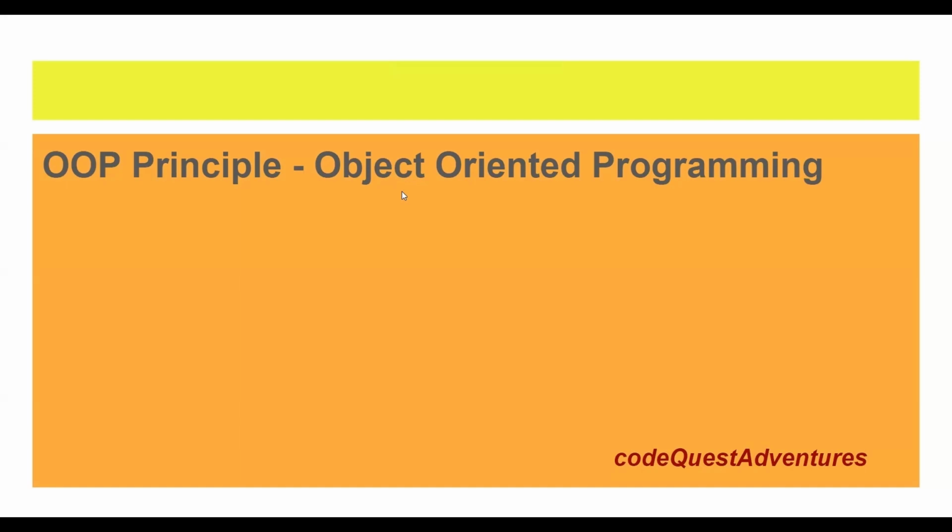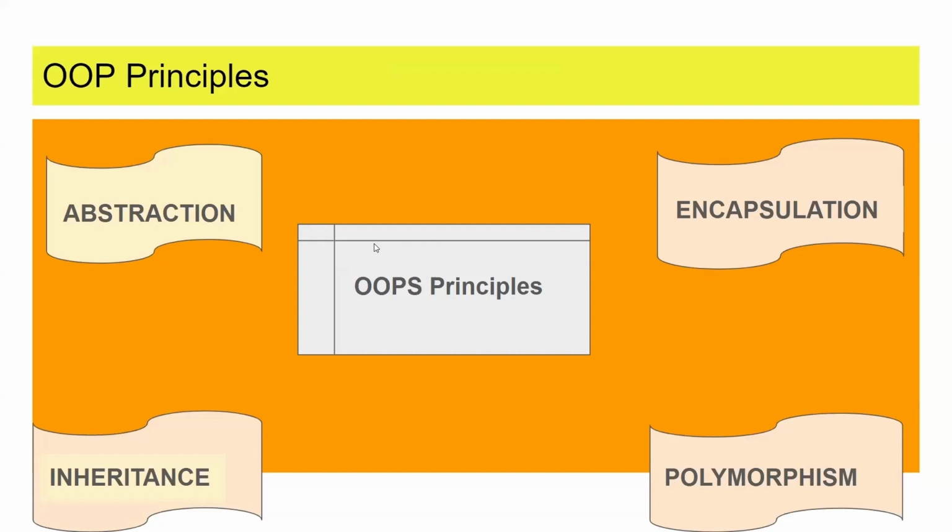So in this video, I will be explaining object-oriented programming principles. Object-oriented programming is a programming paradigm based on the concept of objects, which can contain data in the form of fields or attributes and code in the form of procedures or methods. There are four major principles: abstraction, encapsulation, inheritance, and polymorphism. We will go one by one.